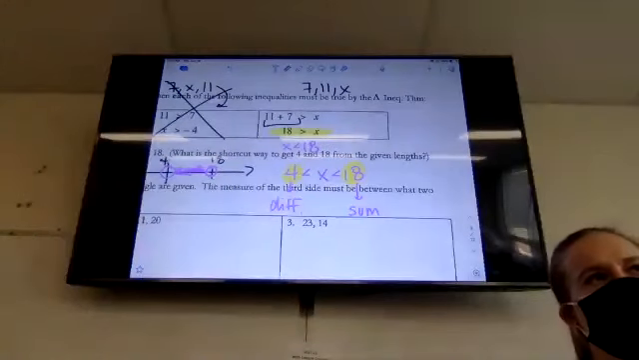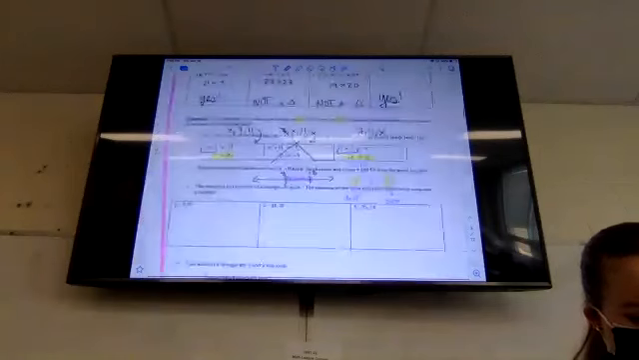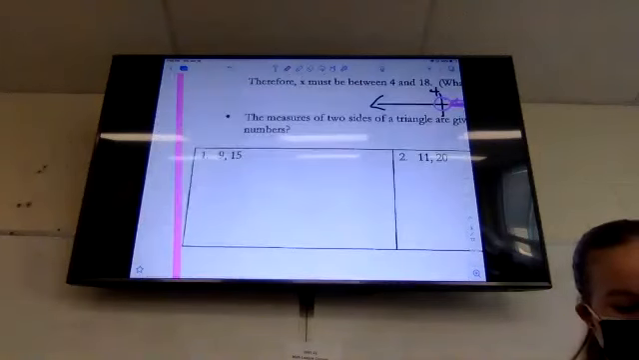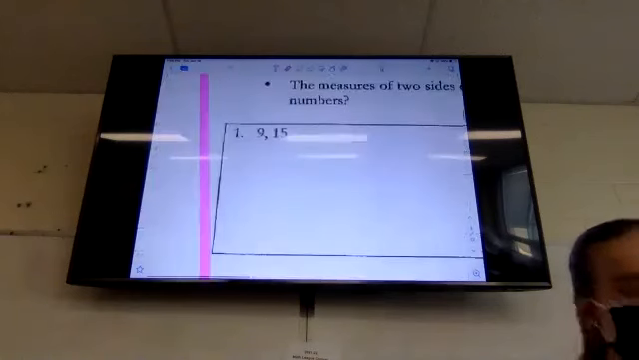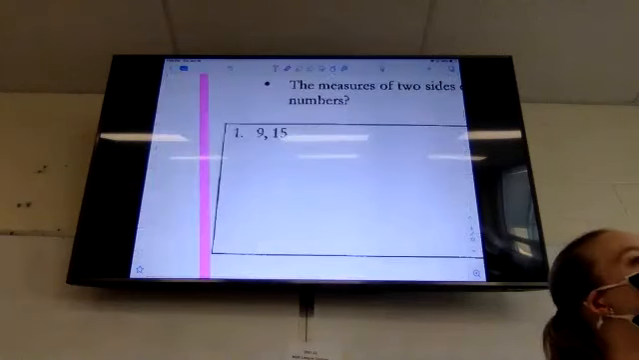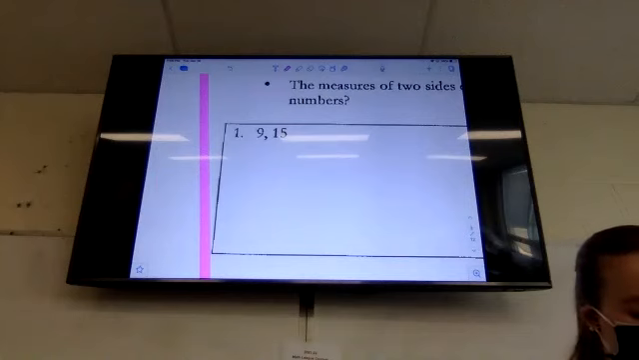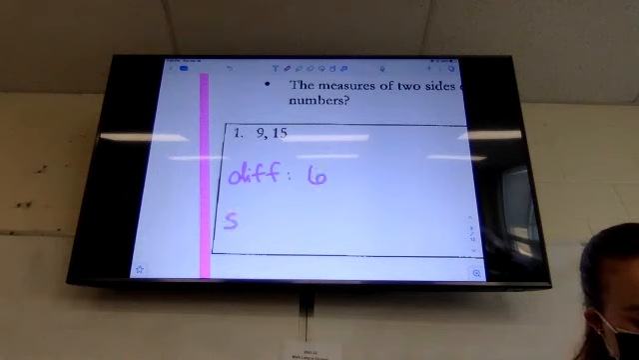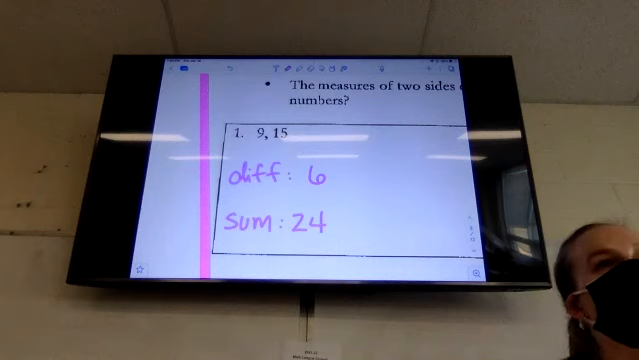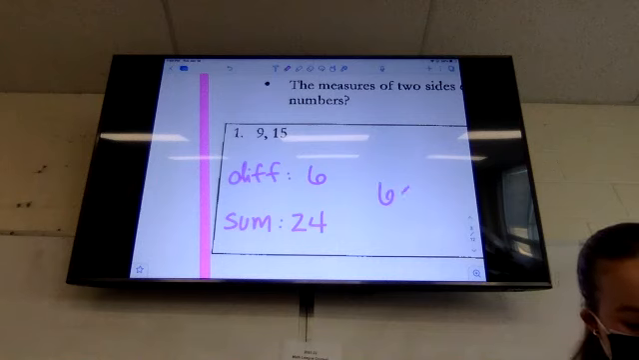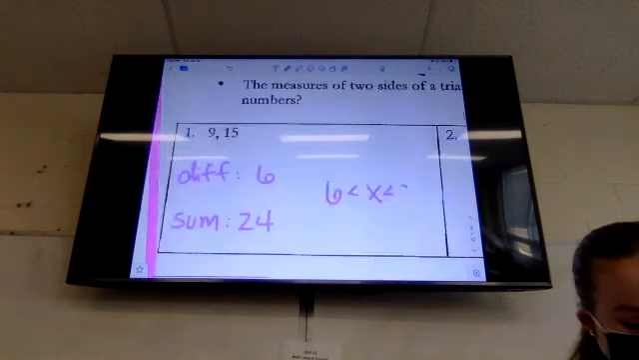Okay, let's look at that. This one says, the measures of two sides of a triangle are given. The measure of the third side must be between what two numbers? Okay, so 9 and 15. What's the difference? What's 15 minus 9? 6. Difference is 6. What's the sum? 24. The triangle side can be anywhere between 6 to 24.